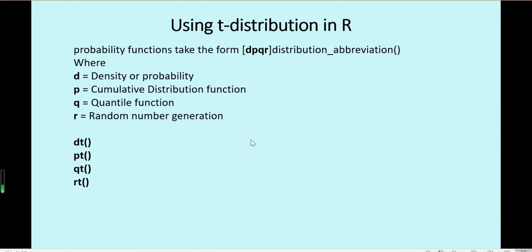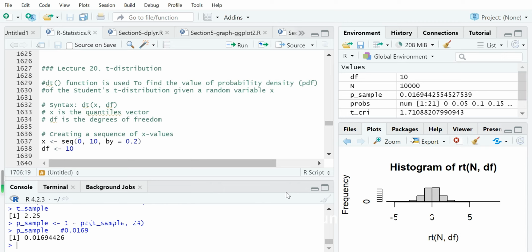So next we will show how to use the t-distribution in R programming. Usually in R programming for a distribution, we use the form d, p, q, r, one of these 4 letters, plus the abbreviation of the distribution. So for the t-distribution, we have dt, pt, qt, and rt. These 4 letters represent density, cumulative probability, quantile value, and random number generation. Next we show how to use these functions and how to do a t-test in RStudio.